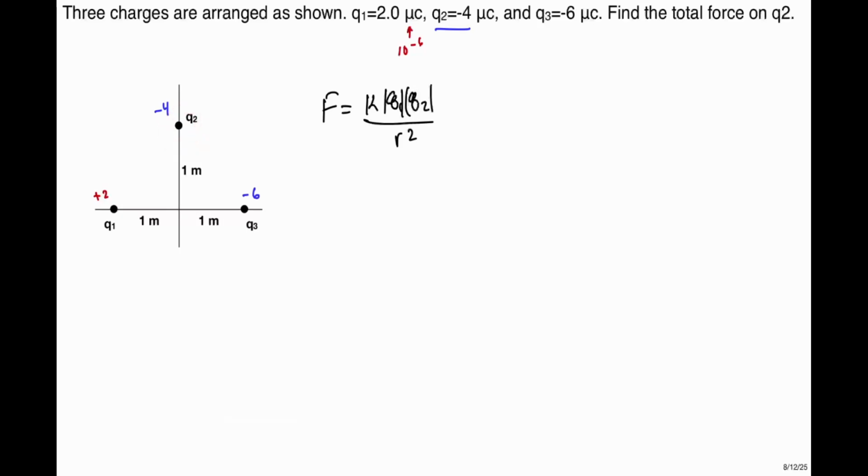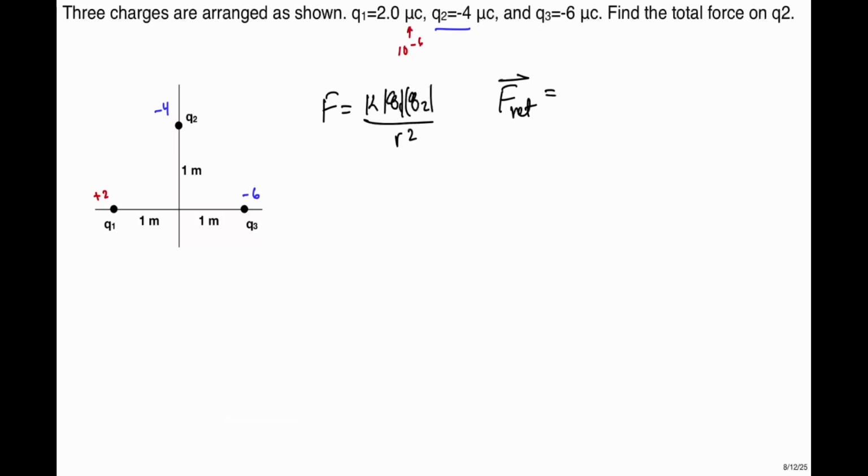So our plan of attack here: we're going to look at charge 2. We're going to determine what force is happening between charge 2 and charge 1. Then we're going to do the same thing between charge 2 and charge 3. And when that's all done, we're going to add it all together. So we know Coulomb's law is happening. We want to find the net or total force that's acting on these charges.